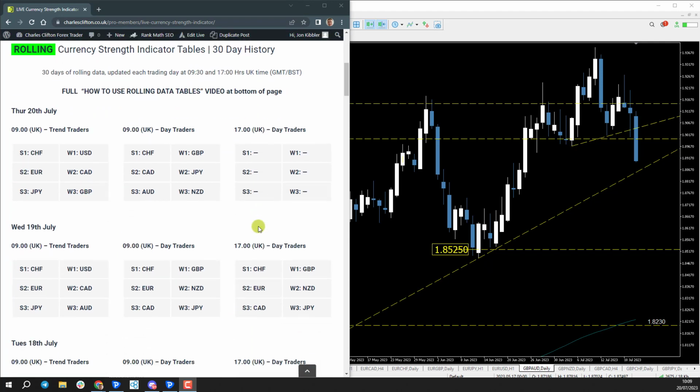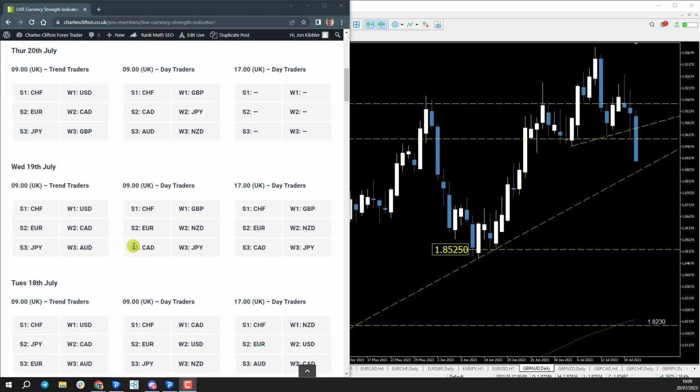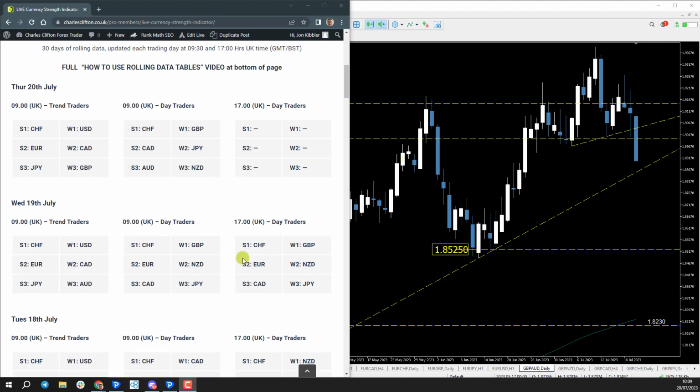So, bit of a change around in the markets. Again, if we just take a look at what happened yesterday, had a lot of euro strength in the market. Swiss franc was also strong. CAD was coming onto the tables as a strong currency as well. By the time it came to the evening, we didn't really have much of a change from this morning or from the previous morning. However, this morning we've seen quite a significant change.